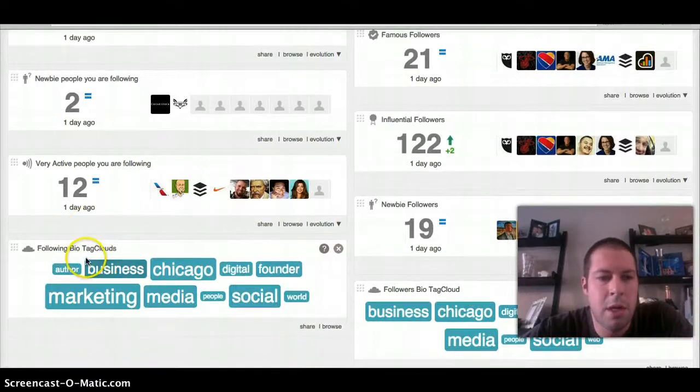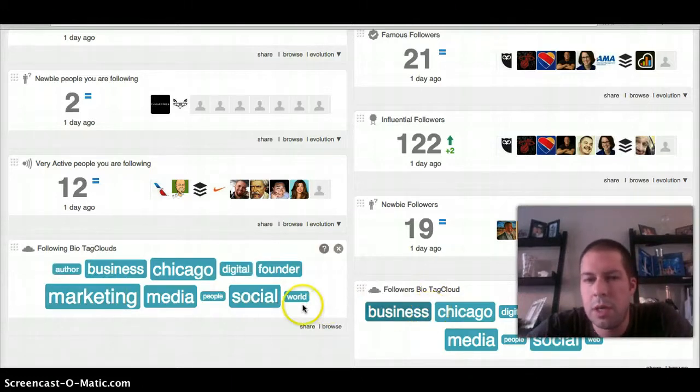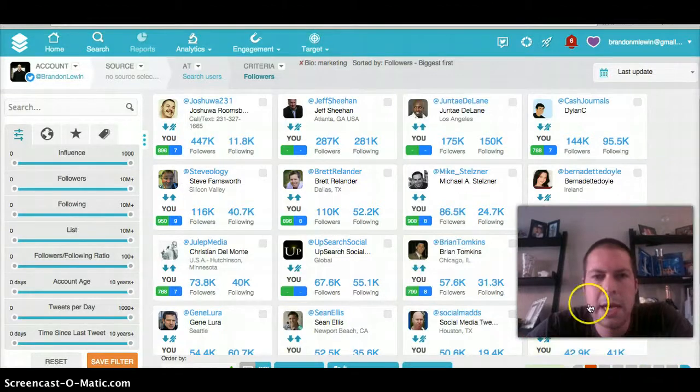It gives you some following bio tag cloud, so it tells you what names people, or I guess what topics more so people are using, and also from the people that are following you versus your followers, what their tags are. So you can see what kind of communities are really following you, and this is pretty interesting. And you can click on this, and when you click on it, it will pull up everybody in there. You can start to mess around with some of the filters here, and you can really reduce it down and show who you want to engage with.